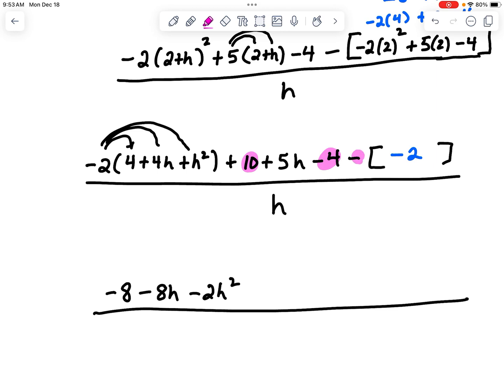And then a negative, -2. So we've got the 10 minus 4 is 6, and then a negative actually makes it +2, so that's just going to be a +8. And then don't forget our friend right here, the plus 5h. And that is all of the terms on the top.